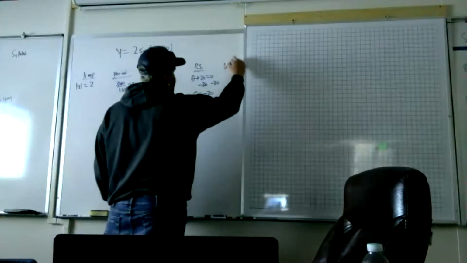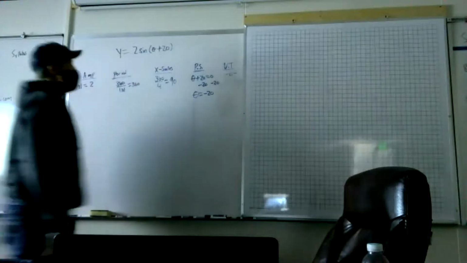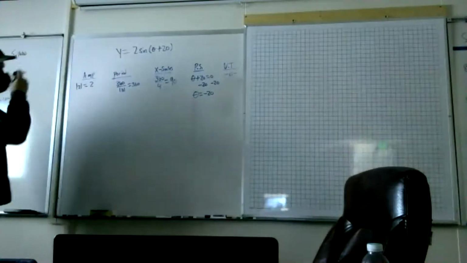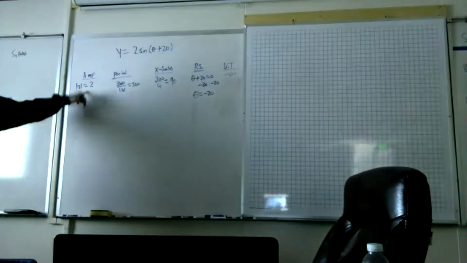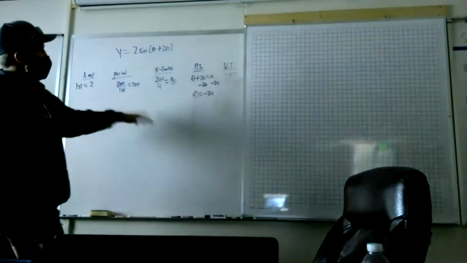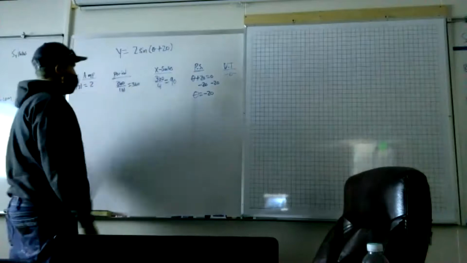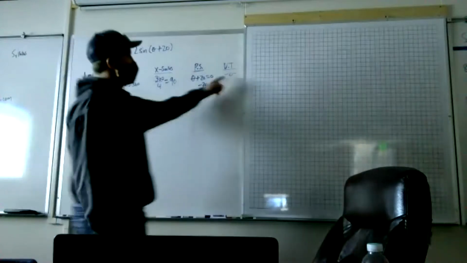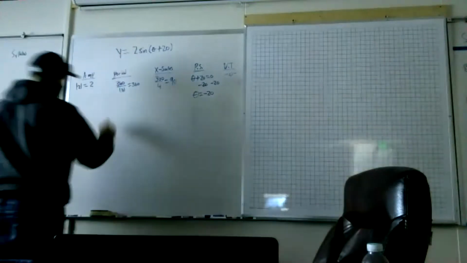Vertical translation still comes from D. There is no value of D, so it's 0. So there is no vertical translation. What does this mean to me? My graph goes between 2 and negative 2, coming from the amplitude. Period is still 360. I'm going to have a critical point every 90. I'm shifting it 20 units to the left, or 20 degrees to the left, and the vertical translation means that I'm still on the x-axis.